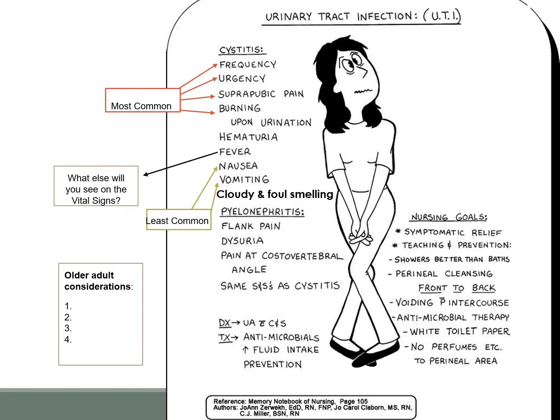In fact, if we were to check somebody's vital signs for a patient who had a UTI, what else would we notice besides a fever? Did you mention maybe tachycardia or tachypnea, breathing fast? If you did, that's great. For females, would we see vaginal discharge on a UTI? The answer should be no.